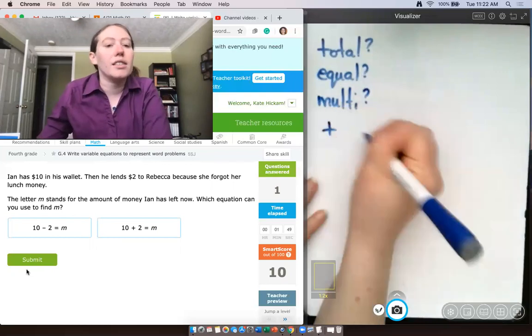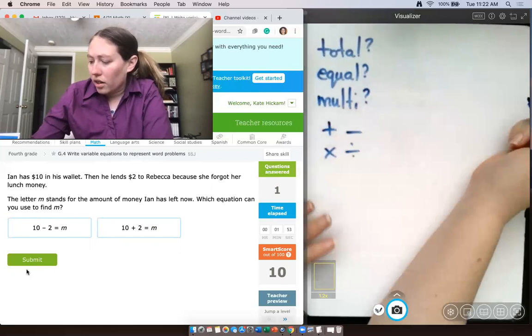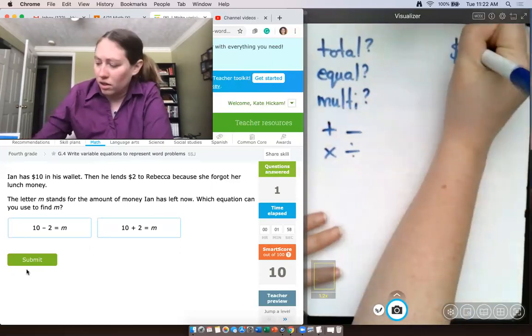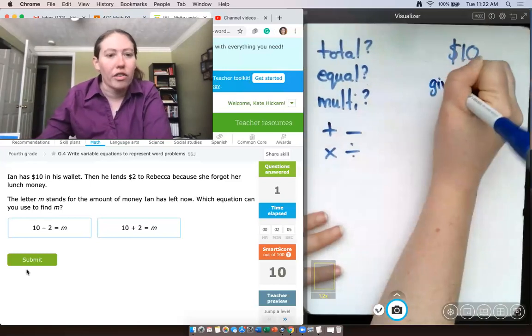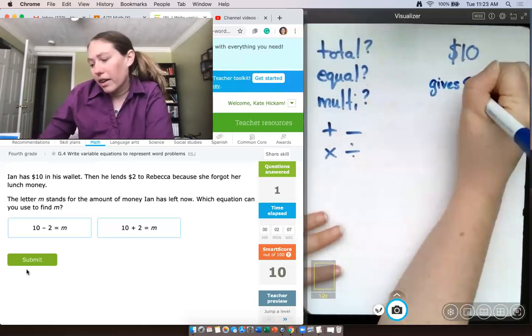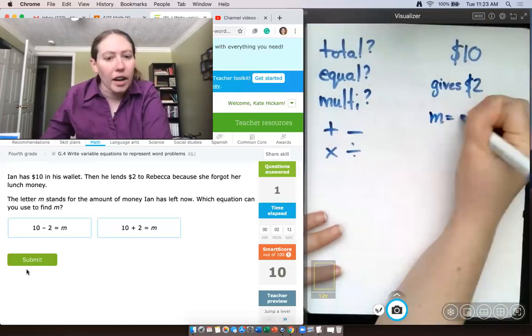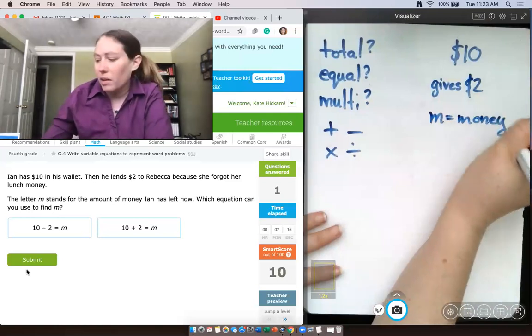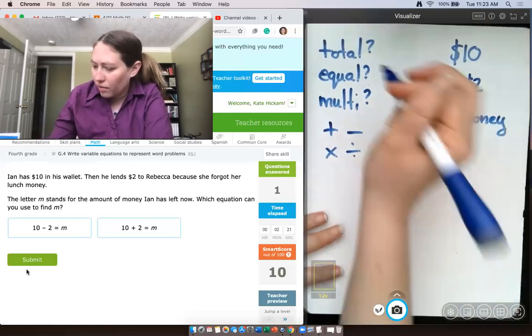Okay, so Ian has $10 in his wallet. $10 to start. He lends, so gives, $2 to Rebecca because she forgot her lunch money. And M stands for money. So do we have the amount that he started with? Yes. The total is 10.